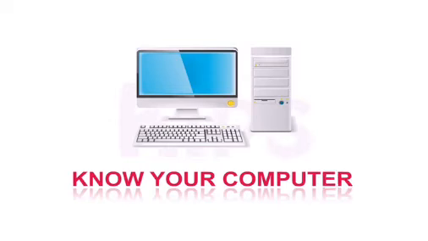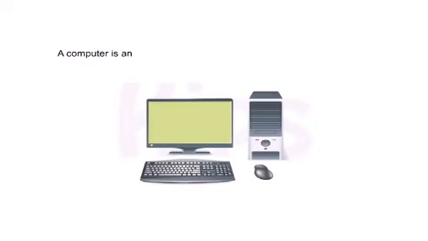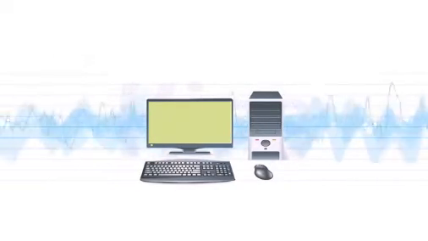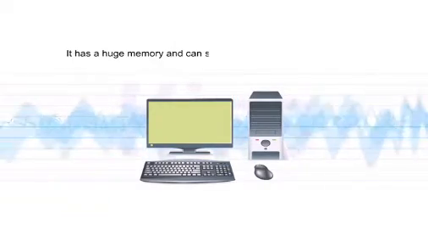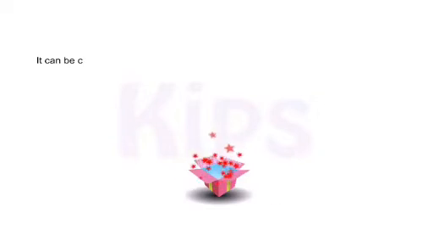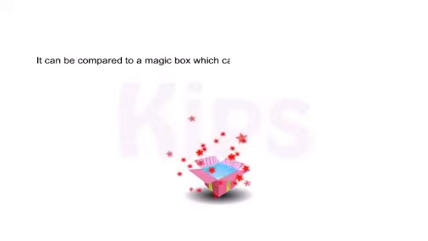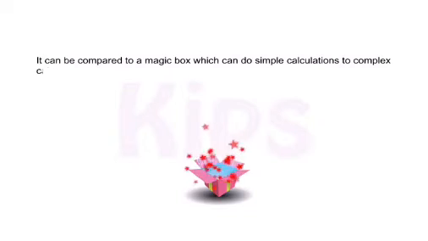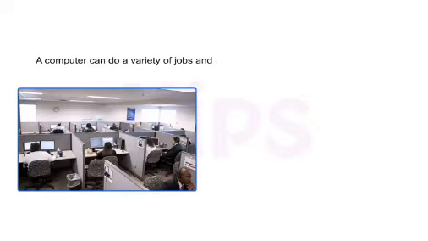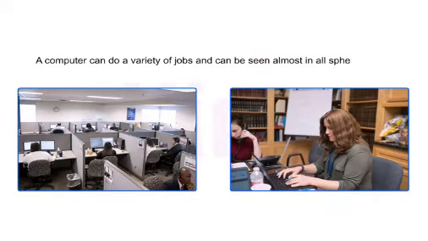Today we will learn about Know Your Computer. A computer is an electronic device that works very fast and accurately. It has a huge memory and can store a large amount of information. It can be compared to a magic box which can do simple calculations to complex calculations in fractions of a second. A computer can do a variety of jobs and can be seen almost in all spheres of life.